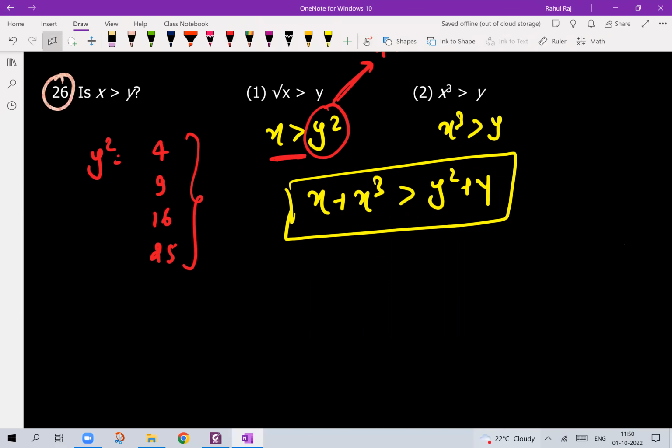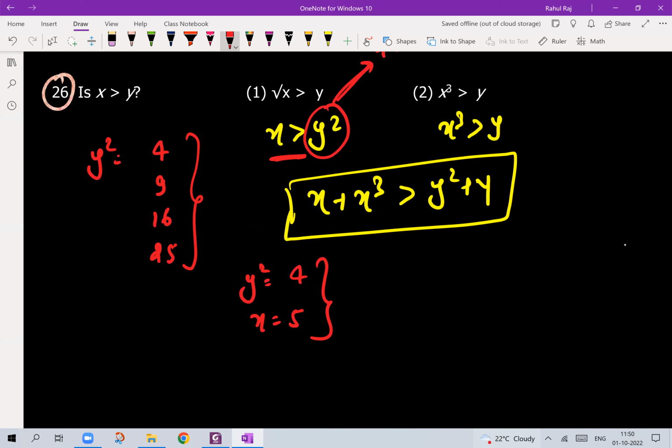Take a value of x greater than, imagine I take y square is equal to, let's say, 4. Take a value of x which is greater than 4. I'll have to take x is equal to minimum 5 for sure, or 4.1, whatever, because it is not mentioned that they are integers. But just to make the question simple, if I take y square is equal to 4, can I take x is equal to 5?